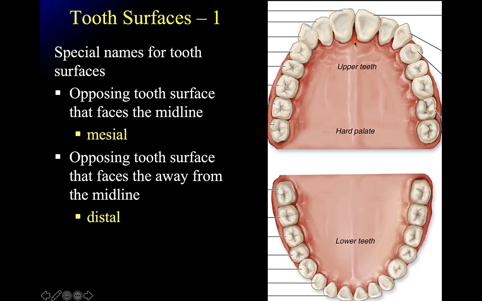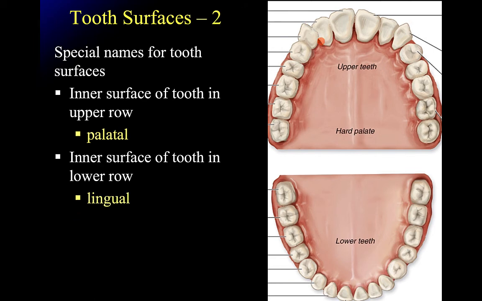Distal is a little bit more complicated. It's away from the midline. So if I were to floss in here between these two incisors, I would be flossing the mesial surface of this incisor right here, but it would be flossing on this incisor the distal surface, the one that's facing away from the midline. So everywhere else I'm flossing is going to be a mesial surface for one tooth, the one that is furthest from the midline, and the distal surface of the tooth that is closest to the midline.